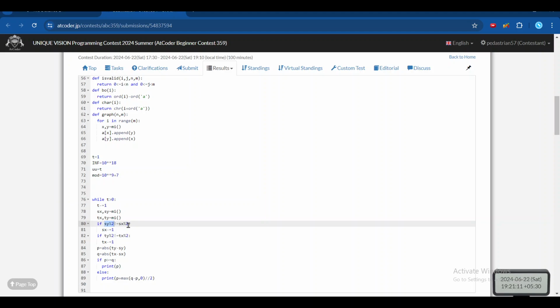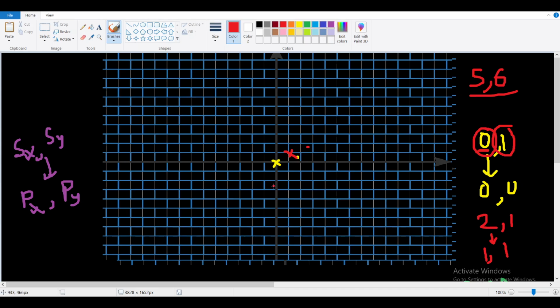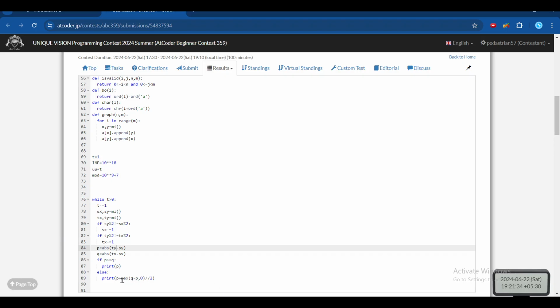Okay, and this part is straightforward. We are doing p equals absolute value of Ty minus Sy, and q is the absolute value of Tx minus Sx. Now if p is greater than or equal to q, that means the number of rows we are jumping is greater than the number of columns, then we are printing just the number of rows we have to jump. Otherwise we are printing p, the number of diagonal jumps, and after the diagonal jumps are over, we are doing (q minus p) divided by 2. Okay, I hope you get it.